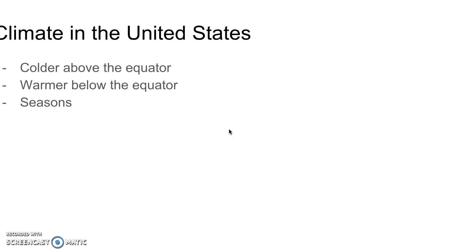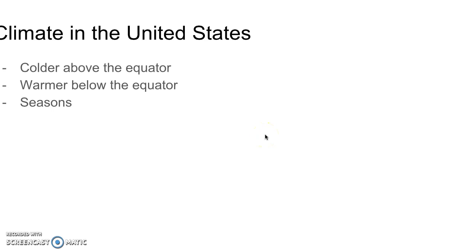Above the equator is known as the Northern Hemisphere, and below the equator is known as the Southern Hemisphere. In the Northern Hemisphere, it appears to be colder, and below the equator in the Southern Hemisphere, it seems to be warmer. The United States also goes through climate changes of the seasons.